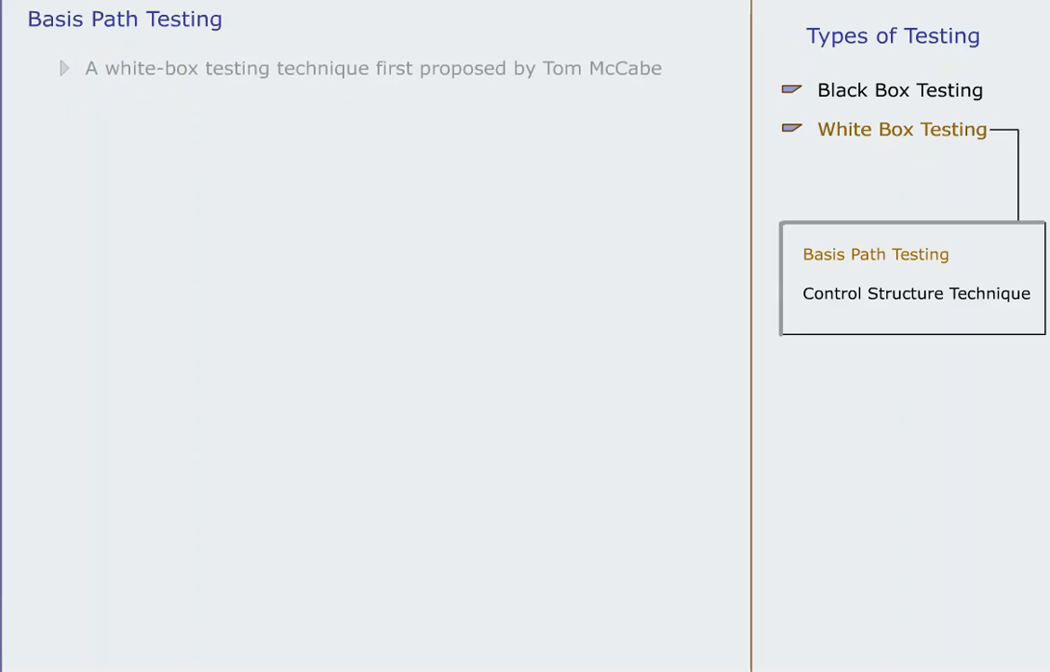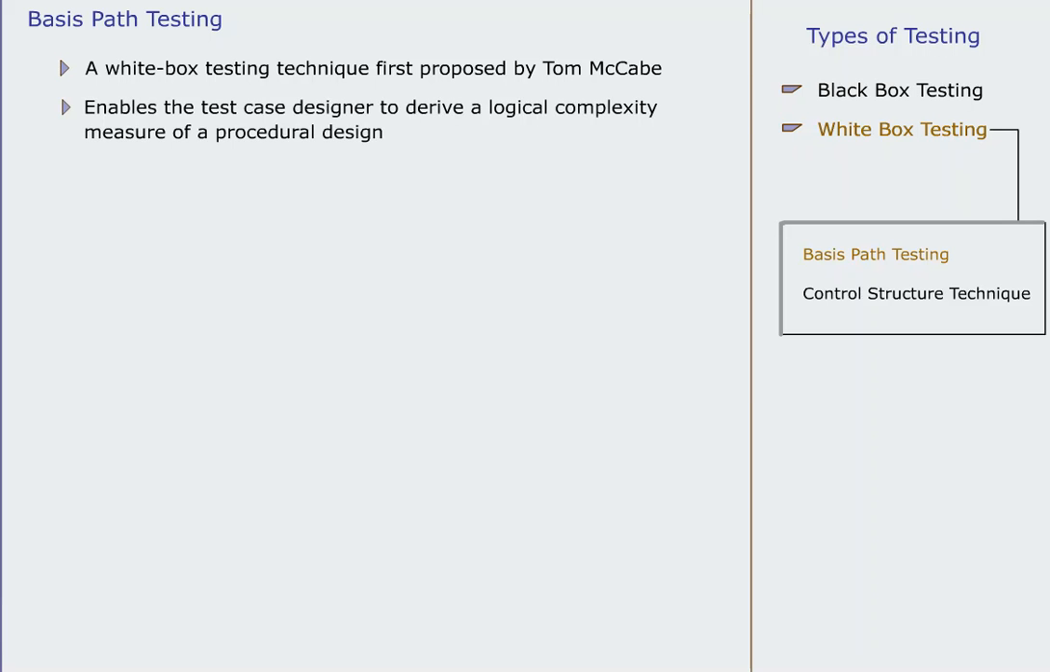Basis path testing is a white box testing technique first proposed by Tom McCabe. The basis path method enables the test case designer to derive a logical complexity measure of a procedural design and use this measure as a guide for defining a basis set of execution paths. Test cases derived based on basis path technique execute every statement in the program at least once.